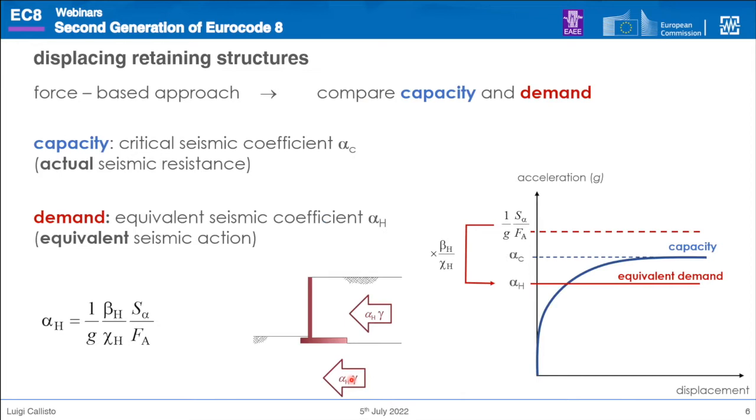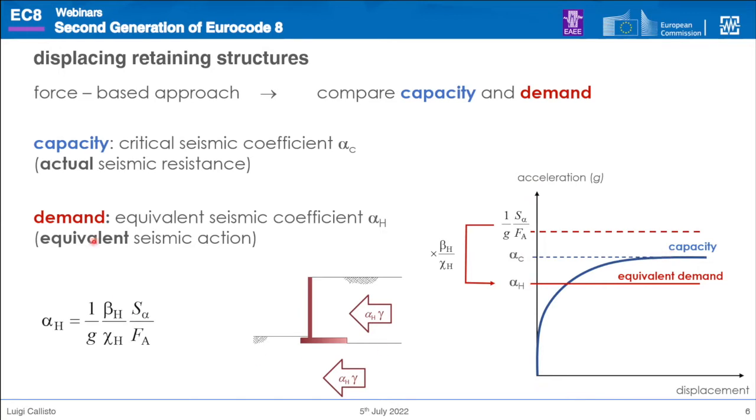Let's concentrate now for a while on displacing retaining structures, and let's see how we compare capacity and demand. But firstly, how do we define capacity and demand for these structures? In fact, capacity is defined as the critical seismic coefficient. What this means is that if we consider a certain retaining structure, we imagine to load this structure with equivalent inertial forces, function of an increase in acceleration, and imagine to monitor the displacement of these structures. At a certain value of the acceleration, we will attain a plastic mechanism. So in fact, the critical acceleration is one that corresponds to the attainment of the capacity of the system.